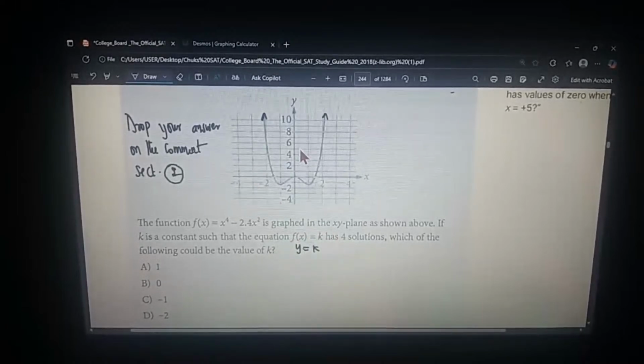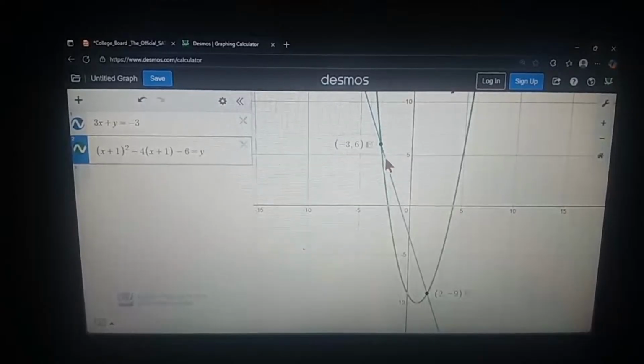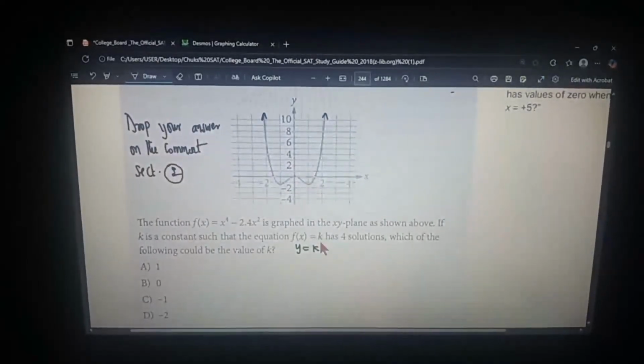What you should note is that the number of intersections determines the number of solutions. Just like this one we just finished graphing, you can see these two equations intersected at 2 points. So that means this system has just two solutions. The number of intersections determines the number of solutions. So for us to look for the value of k that will make this system have four solutions, the line has to intersect this curve at 4 points.